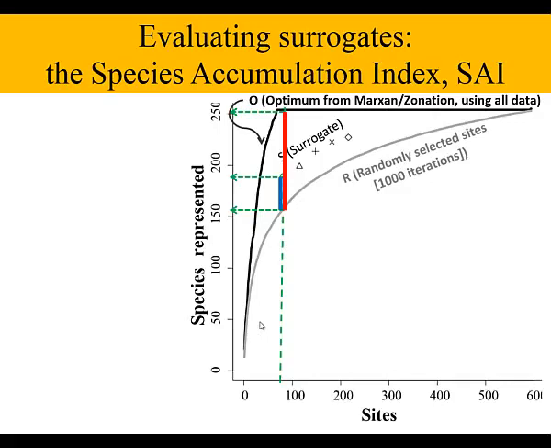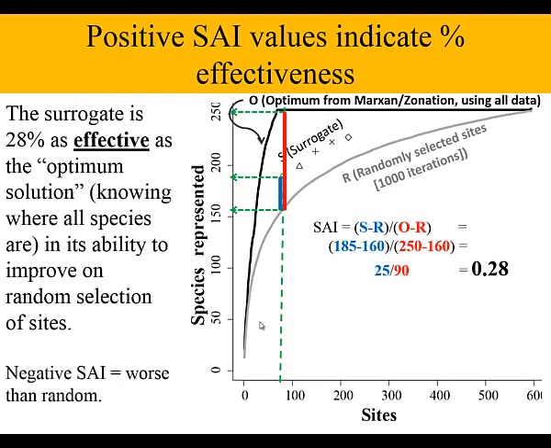So here at 90 sites, random would give me on average about 160 species. The surrogate would give me 185. I've improved by 25. Well, I want to compare that. If I had perfect knowledge, I could improve by 90. So 25 over 90 is 28%. So we'd say it's 28% effective or 28% efficient. So it's a nice measure of how good that surrogate is.